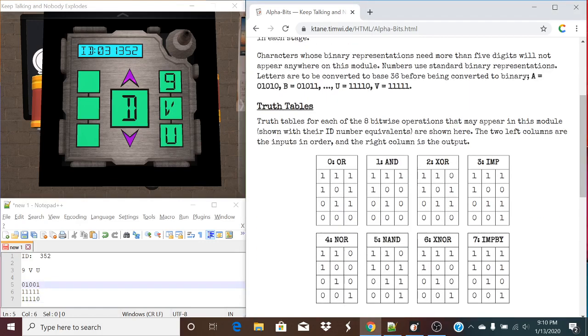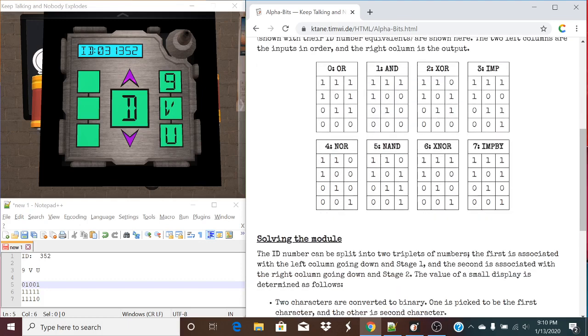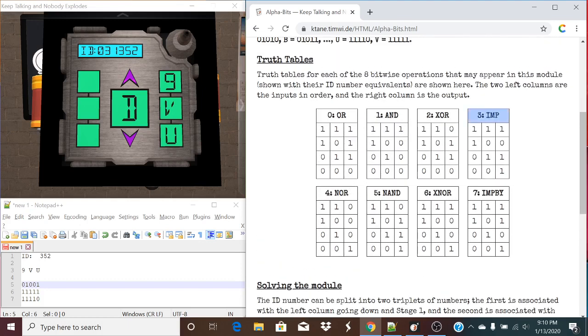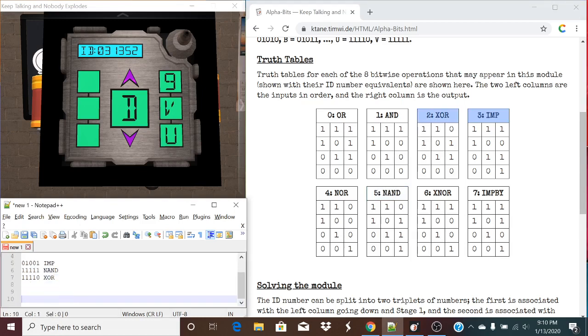So now what we need to do is figure out our truth tables. Our first bitwise operation is a 3. That's implication. Next up we have a 5. 5 is a NAND. And our final one is going to be a 2, XOR. So it's the same thing we did again. Using my logic knowledge, a 0 for an implication doesn't happen very often. As you can see here, there is only one 0 in our output. So that's obviously going to be our answer, a 1, 0.